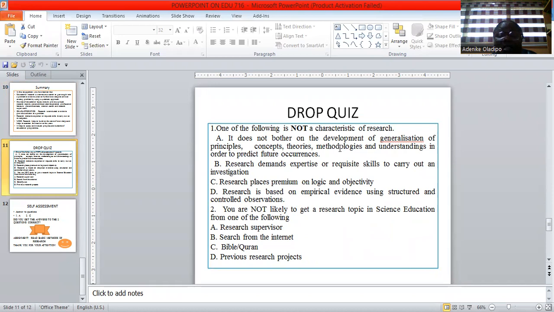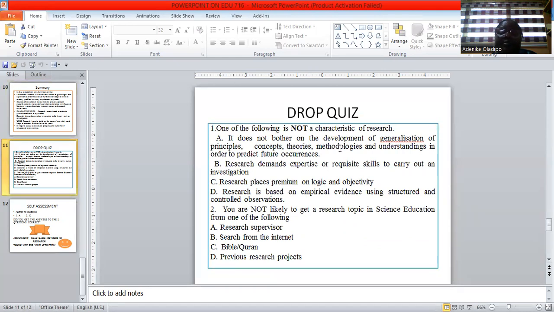Let's have this drop quiz as a way of assessing your understanding of this topic, educational research. Take your pencil, take your pen. Ready? Number one: one of the following is not a characteristic of research. A, it does not bother on the development of generalization of principle, concept, theories, methodologies, and understanding in order to predict future occurrences.